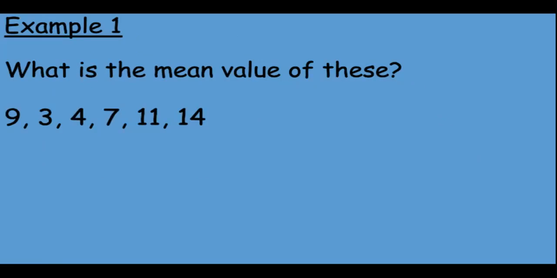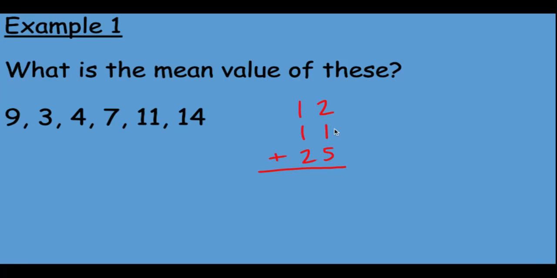So here's our first one. Remember, this is a non-calculator question. So we're going to look at ways that we could add up these numbers and make things a little bit easier. I can see that 9 and 3 change to 12. That 4 and 7, I'm going to change to 11. And then I've got 11 and 14, we can change that to 25. Straight away, it makes my adding up a little bit easier.